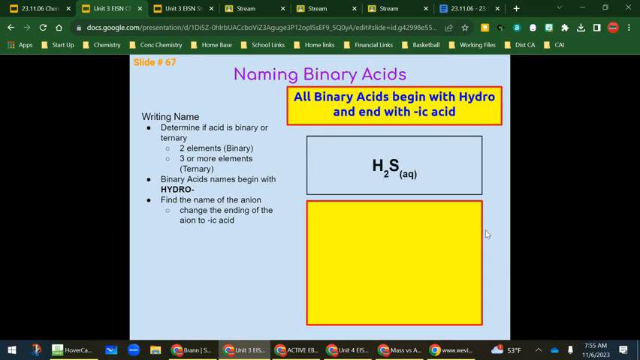H2S, what is S? Sulfur. So, hydrosulfuric acid. Again, there are not a lot of acids that are binary because there's not a lot of nonmetals to use over there. By the way, there's one other nonmetal besides the noble gases and besides hydrogen that you will never make an acid with. What is it?